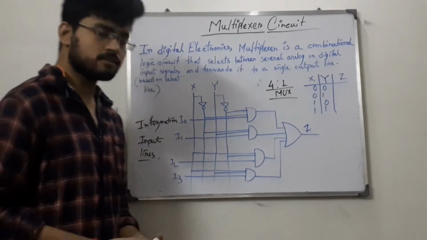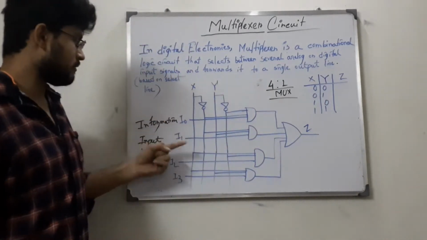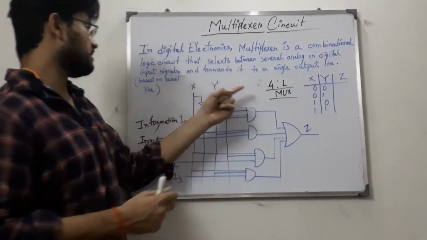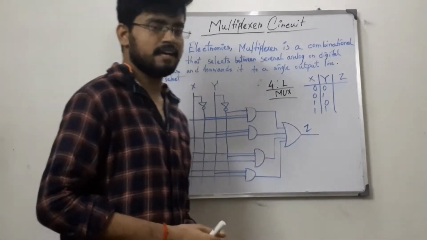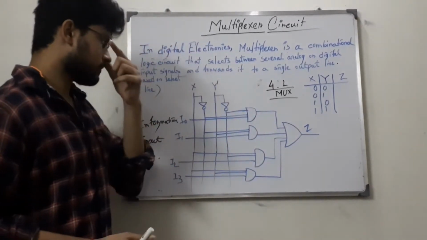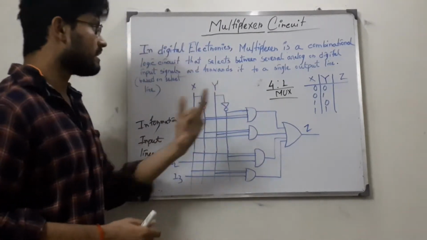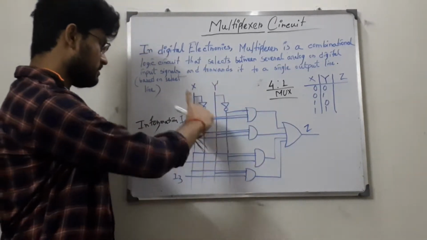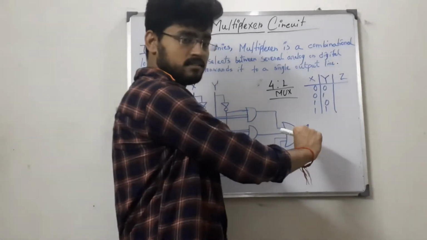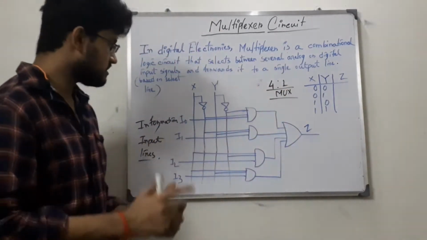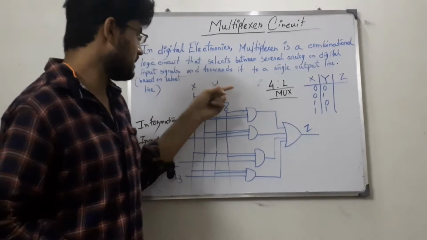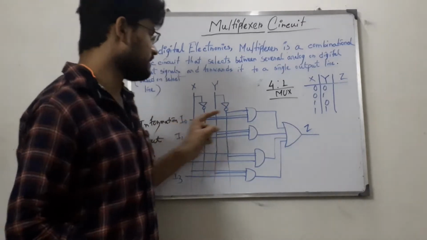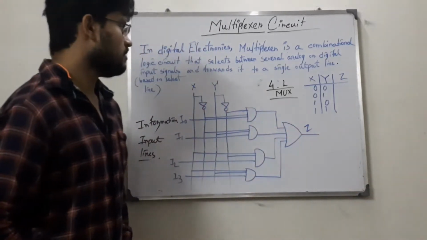Similarly, if you take an 8 cross 1 mux, it has 8 information lines I0, I1, I2, I3, I4, I5, I6, I7, and similarly 8 AND gates and 1 OR gate. An 8 cross 1 mux has 3 select lines, x, y, and z. So, what does a multiplexer do? Based on the select lines, it selects from the information lines and sends one input line to the single output line. First is the 0 0 combination.